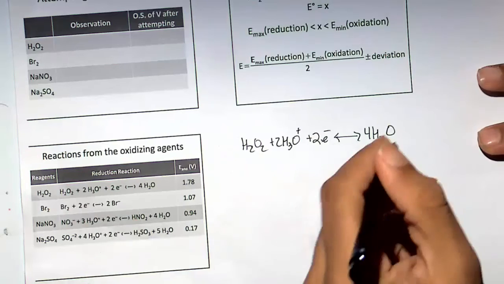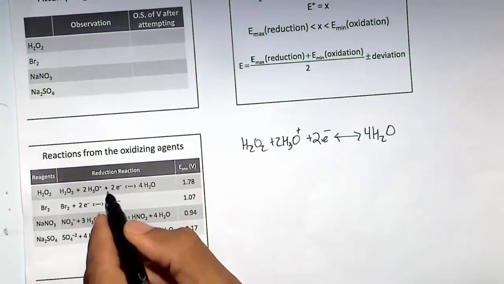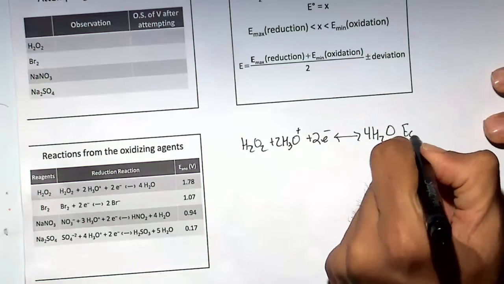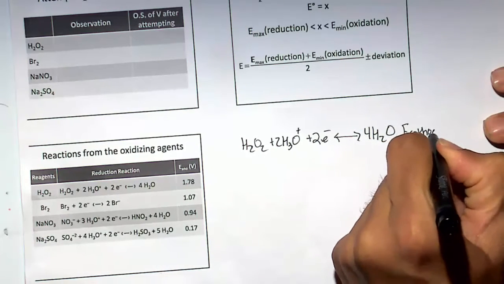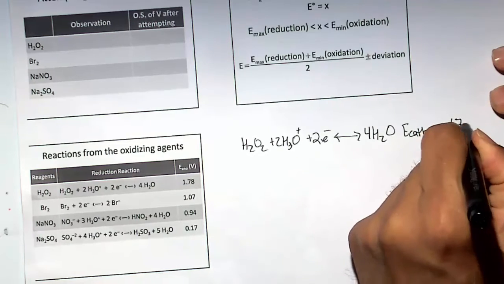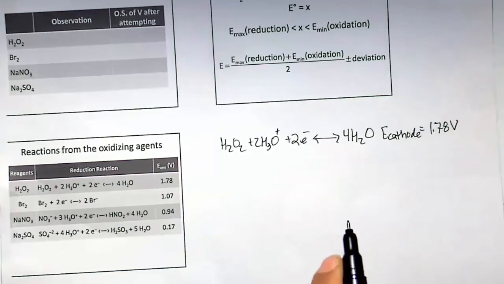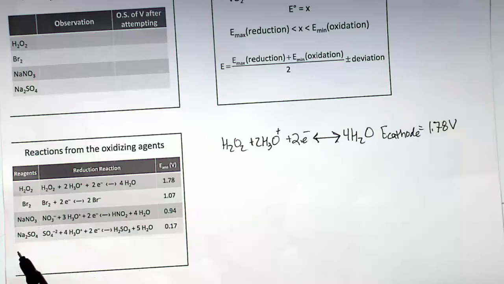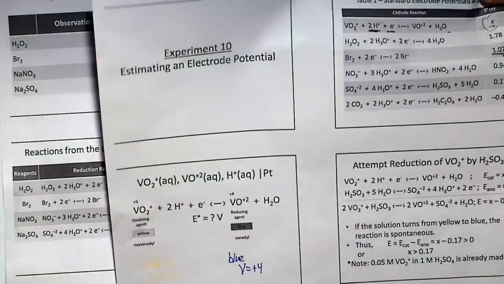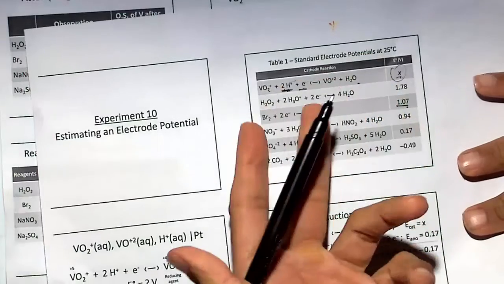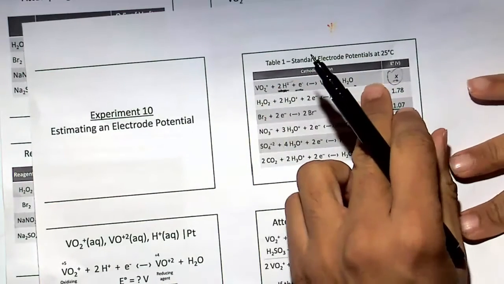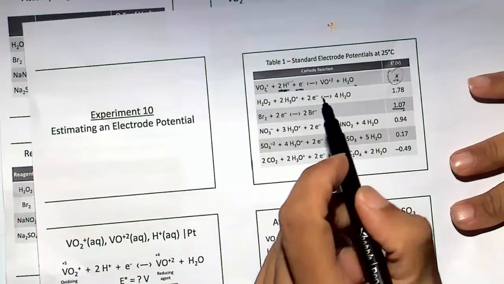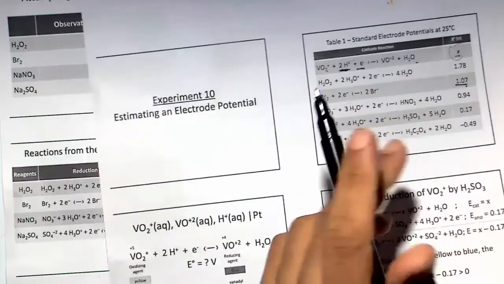Okay, so this is a reduction reaction, and gaining of electrons happens at the cathode. So here the E cathode is 1.78 volts. And now what is the X here? Now remember, our X here is the oxidation, so we have to flip this. When we flip it, this becomes minus X. So let's go ahead and flip this.